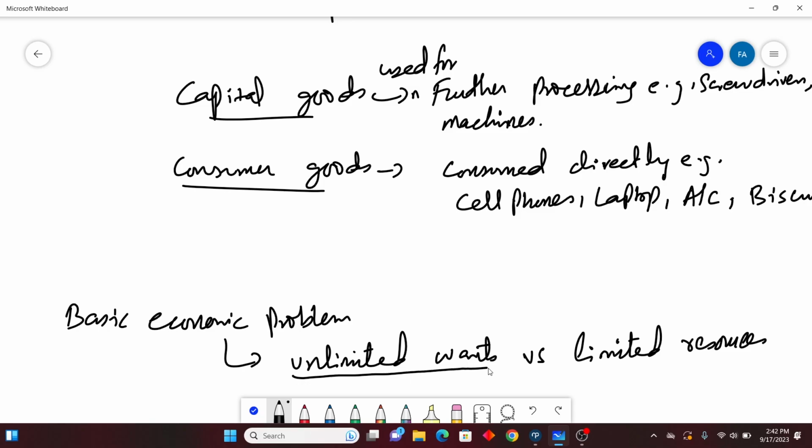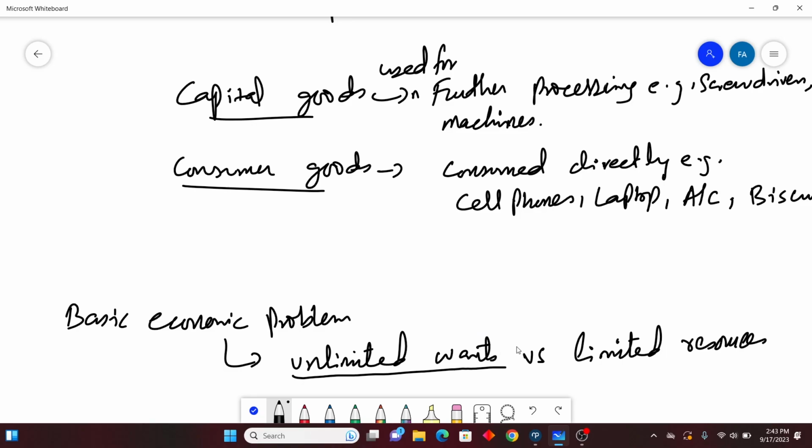Unlimited wants: I explained the word wants in the first chapter, where wants are those things which we need for our comfort and convenience. But that is not necessary. Even we can survive in this world without comfort and convenience, but still we want to have those goods. So that's why there are unlimited wants.